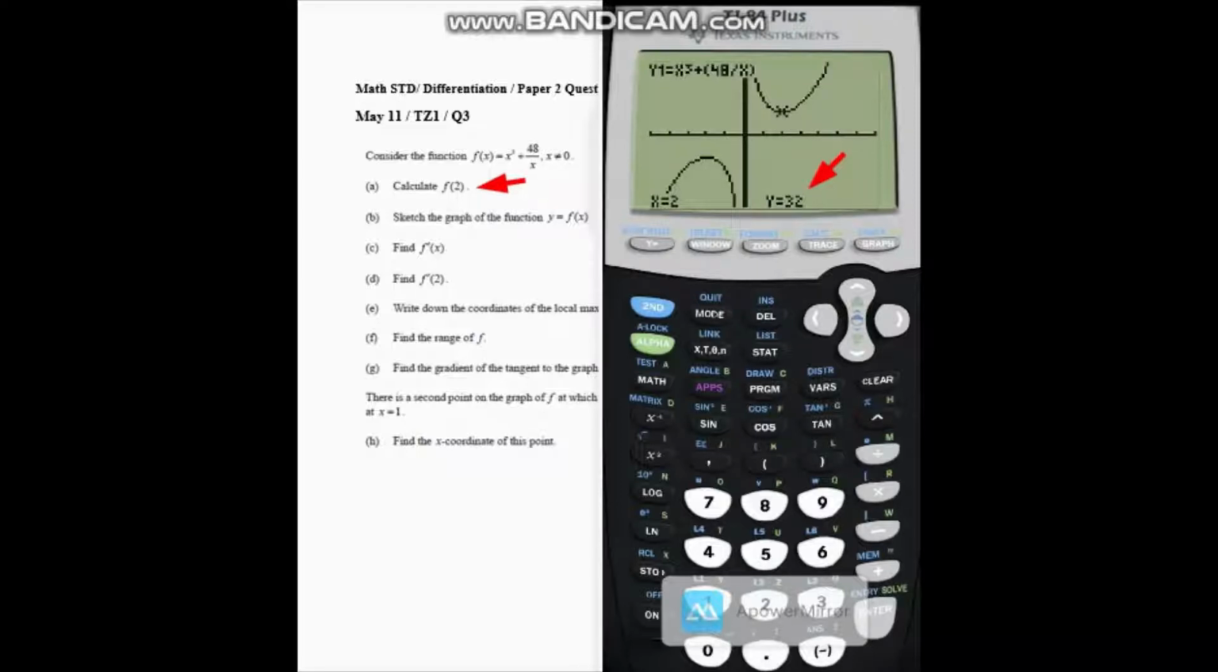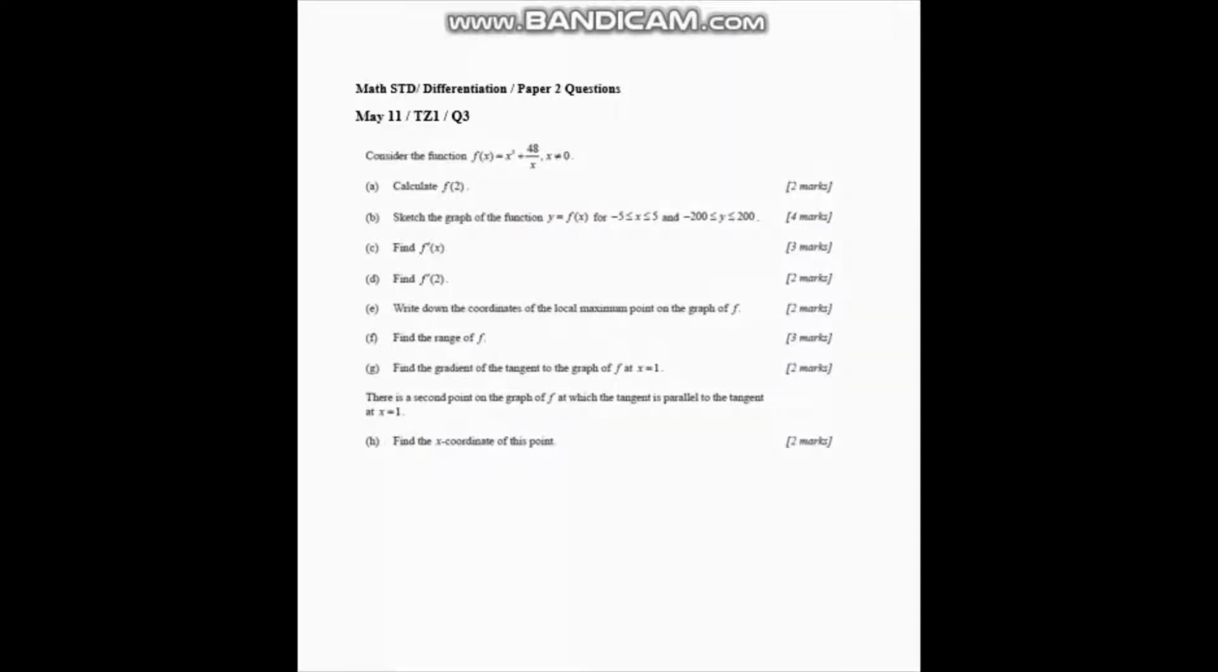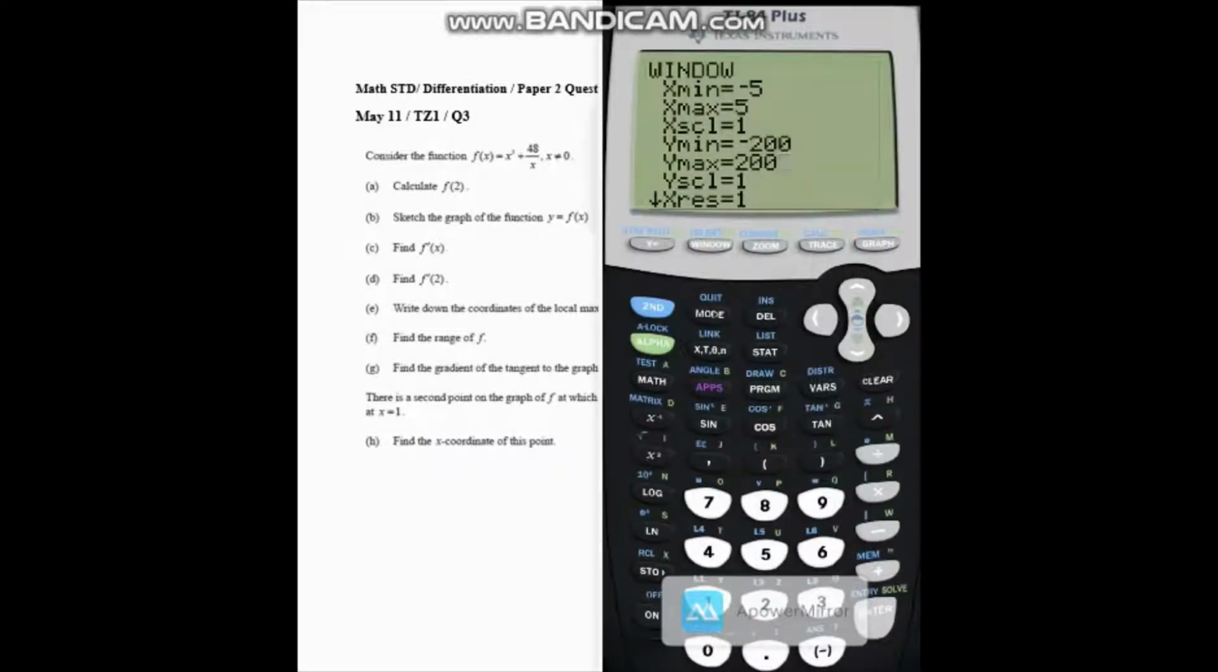Next I am required to sketch the graph of the function y equals f of x for negative 5 less than x less than 5 and negative 200 less than y less than 200. So I have to adjust my window on the GDC accordingly. I've plugged the relevant values on my window, and there is my curve, and I need to sketch this curve. Let's check the marking scheme requirements for the sketch.